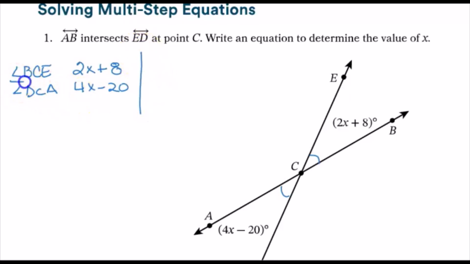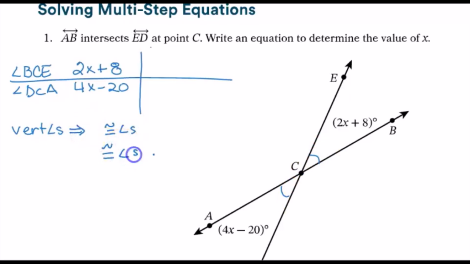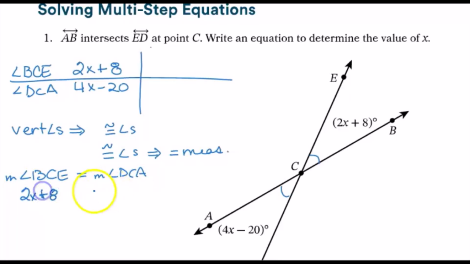And we're going to leave a space up here for our solutions. So we know if two angles are vertical angles, then they are congruent angles, and if angles are congruent, then they have equal measure. So we can say that the measure of angle BCE is equal to the measure of angle DCA, and then 2x plus 8 is equal to 4x minus 20.